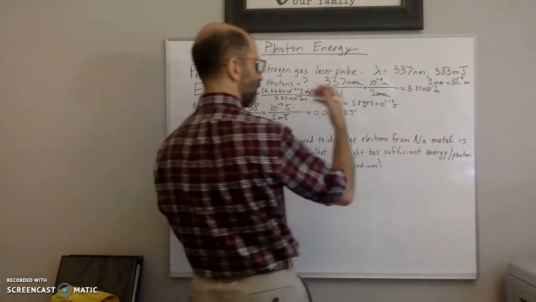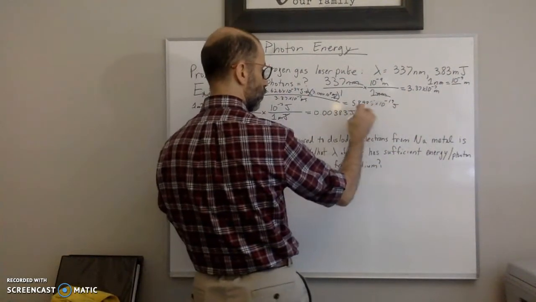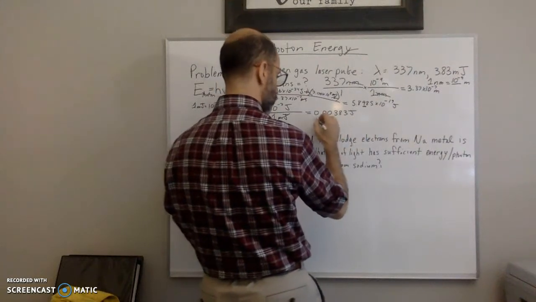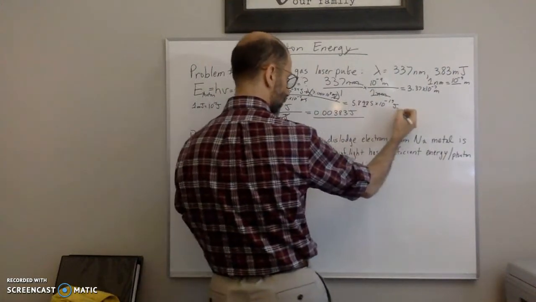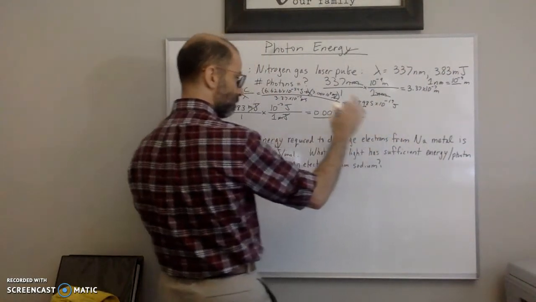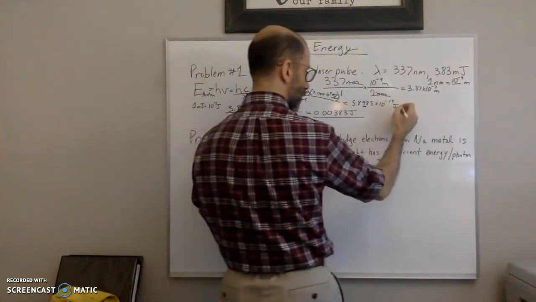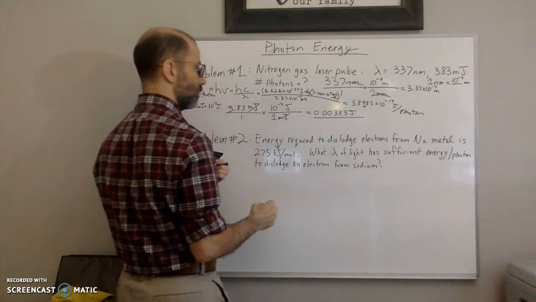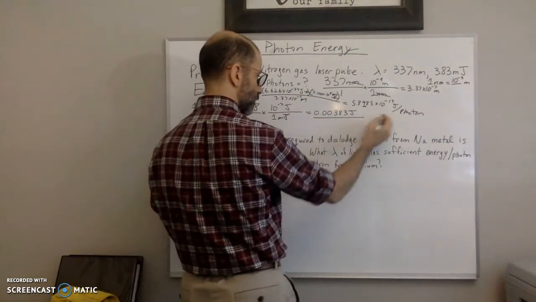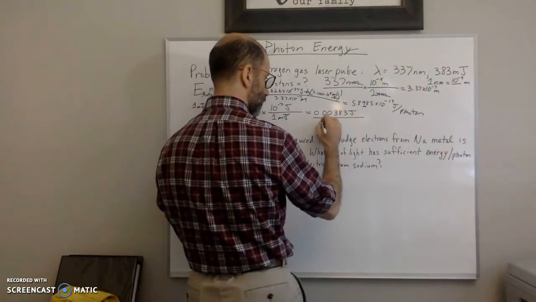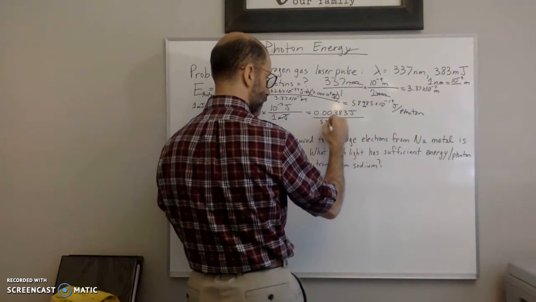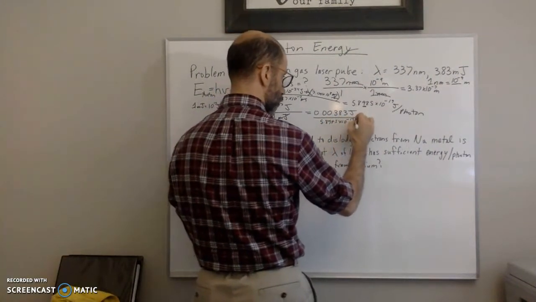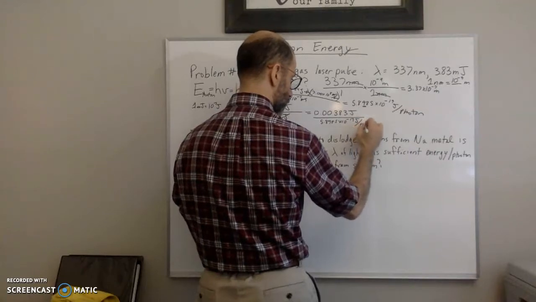So now to find the total number of photons in the laser pulse, I take the total amount and I divide it by the joules per photon. This is joules per 1 photon. Okay, so to find the number of photons, I'm going to divide by this: 5.8985 times 10 to the negative 19 joules per photon.